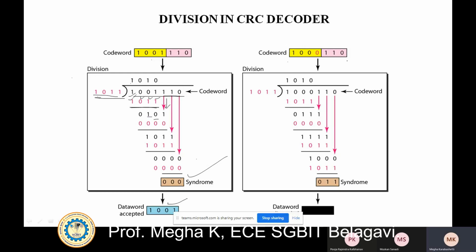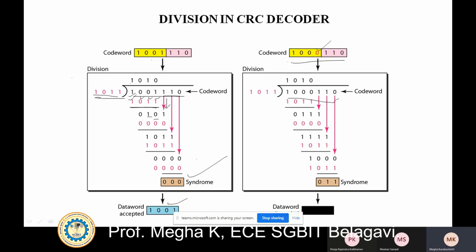Okay, I'll take another example where I have purposely changed a bit here. The bit was 1 and I have taken it as 0. That means the data is corrupted. Now what kind of value will you get? So here I'll do the operation again.